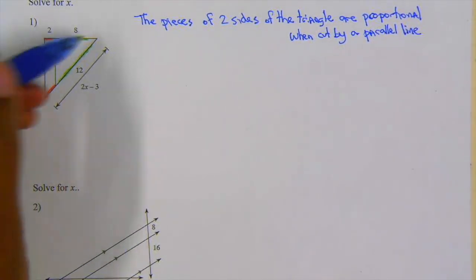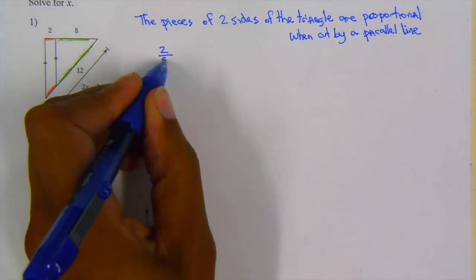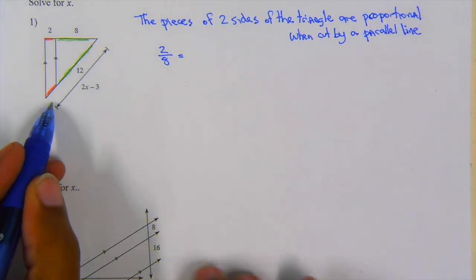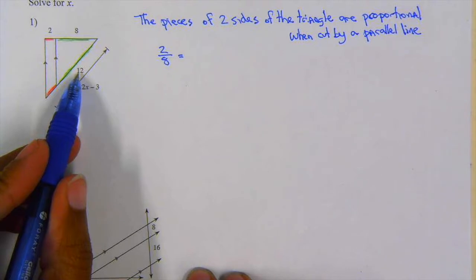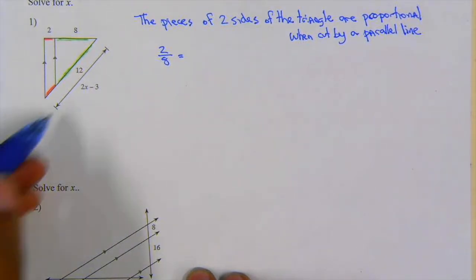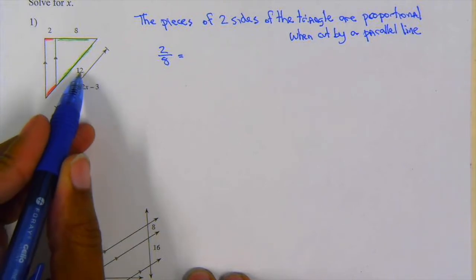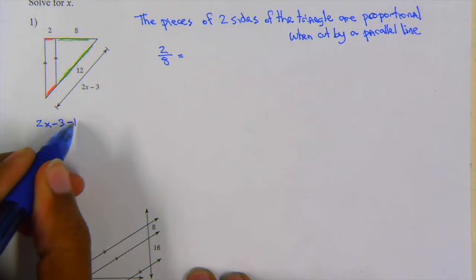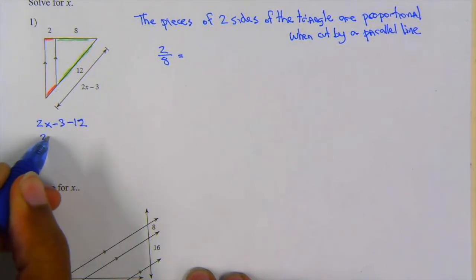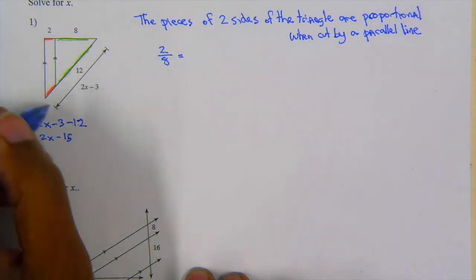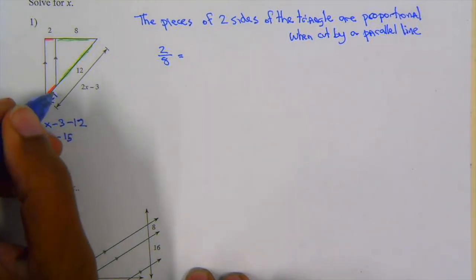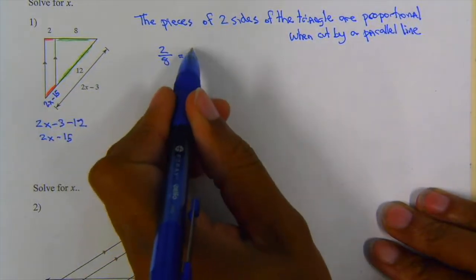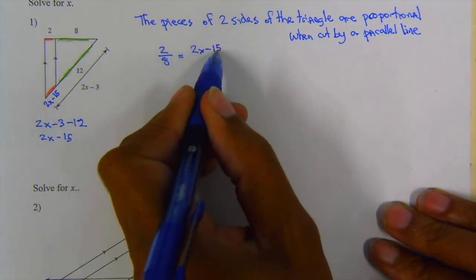You can say, for instance, 2 over 8 equals, we need to know what this piece here is. So before we continue, we need to know the red piece to go with the green piece for this side. So if we know the full side is 2x minus 3, we can subtract off the 12 to find the missing piece. So 2x minus 3 minus 12 will give us the missing piece. Well, that's 2x minus 15. So this piece here is 2x minus 15. On one side, 2 over 8 equals on the other side 2x minus 15 over 12.